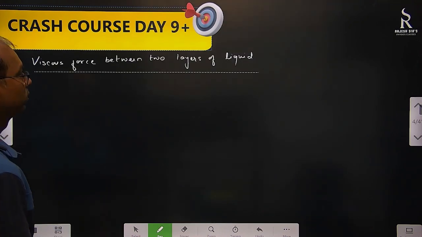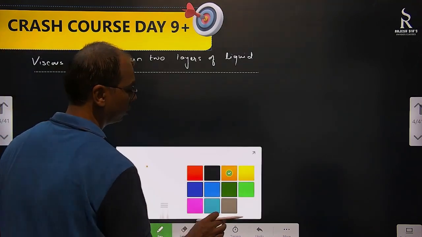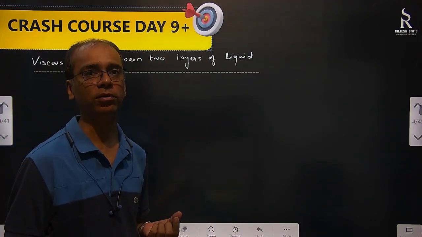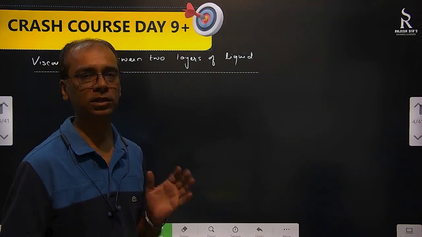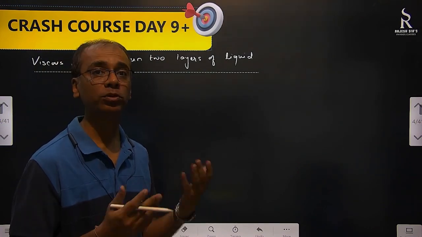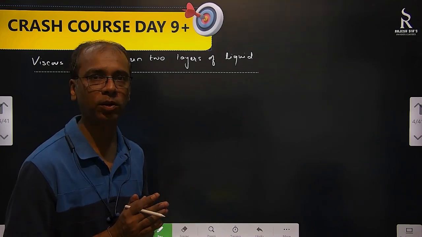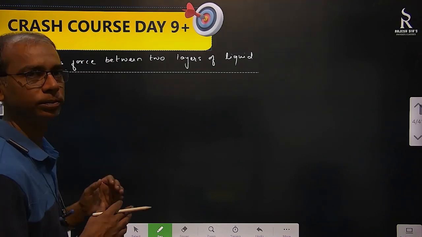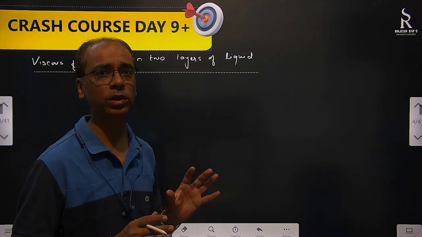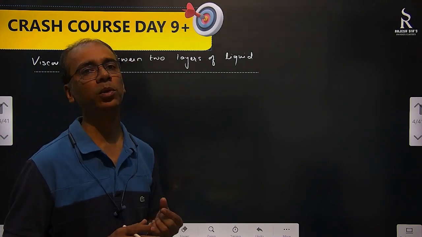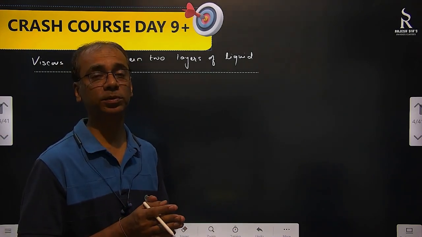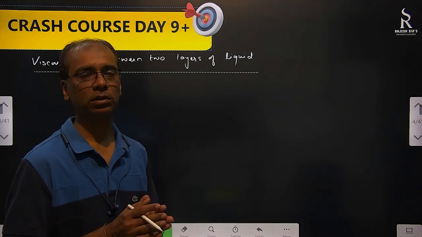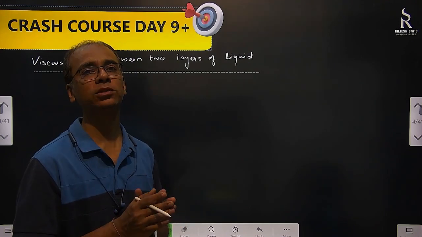Next is viscous force between two layers of liquid. Now, we already have discussed that there is viscous force whenever a spherical body drops in a fluid. The fluid offers a viscous force, or opposition to the flow of that spherical body. But now this viscous force is between two layers of liquid. There it was not between two layers. Here, it is the opposition to the relative motion between two layers of the liquid.